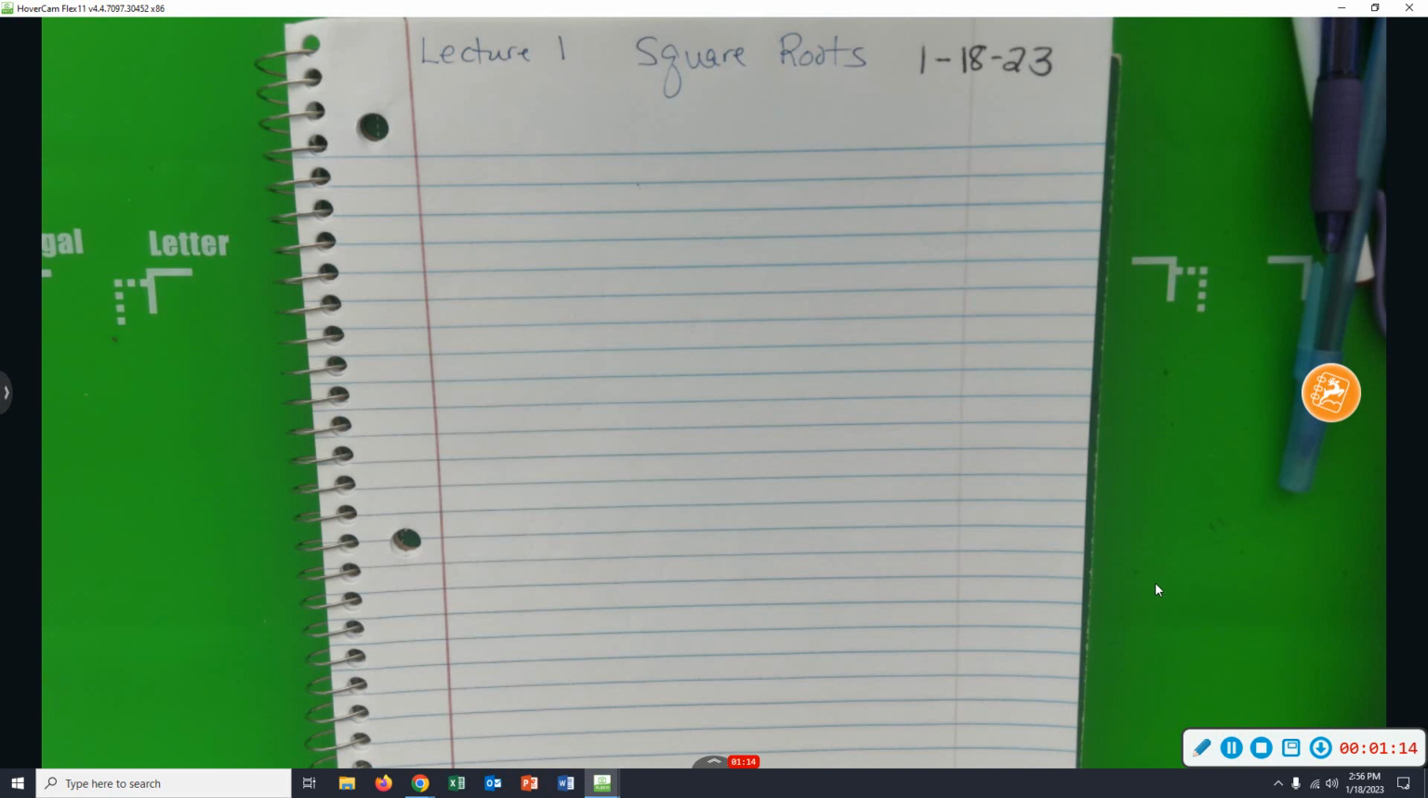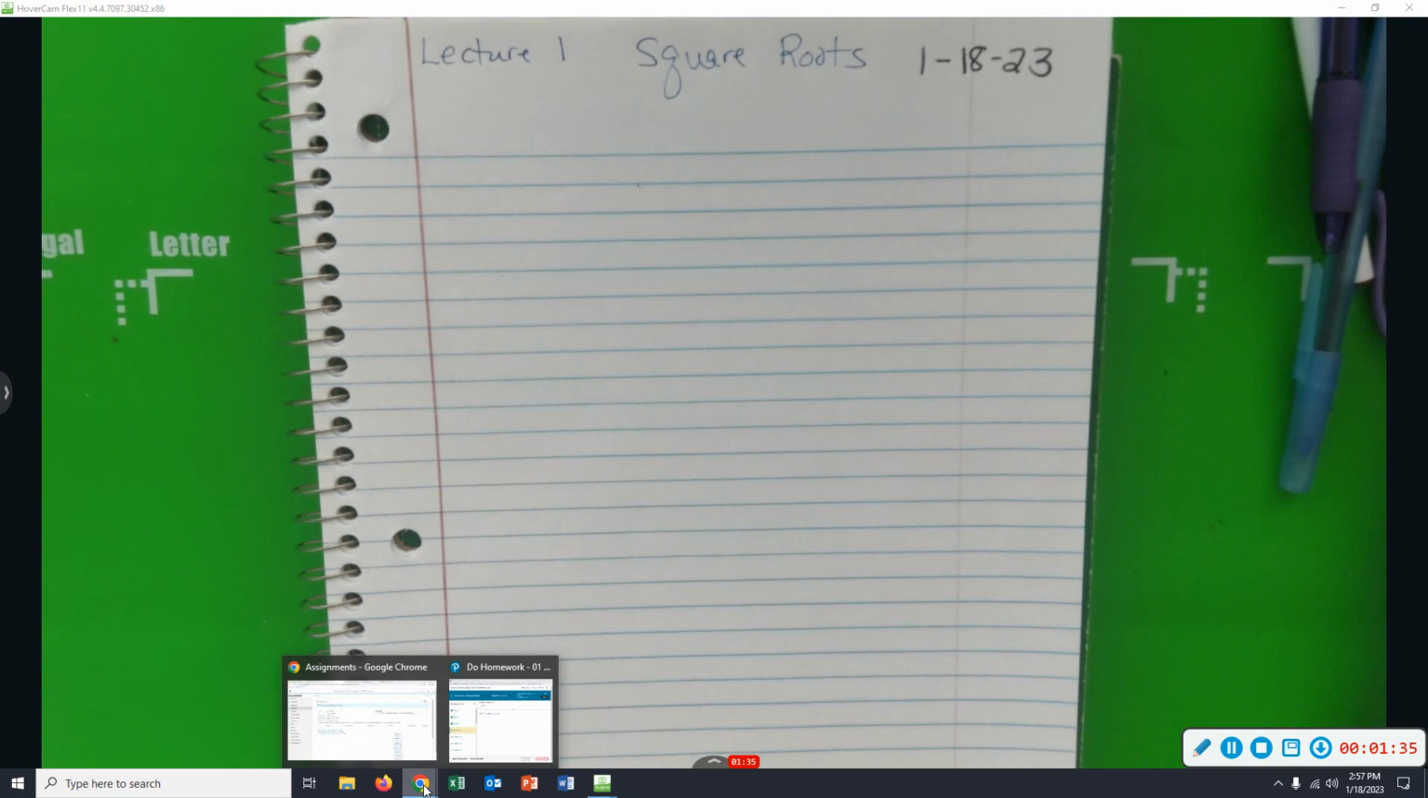Even a calculator won't help you, because a calculator would help you know that 3 times 5 is 15. But if I needed to know what numbers multiply together to give 15, a calculator isn't going to tell you that. Okay? So, we start off with square roots.